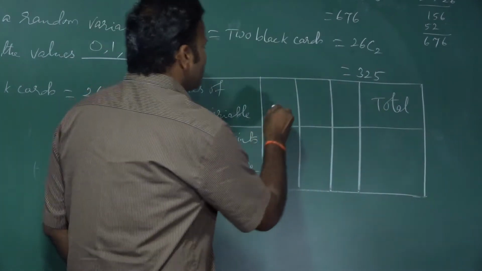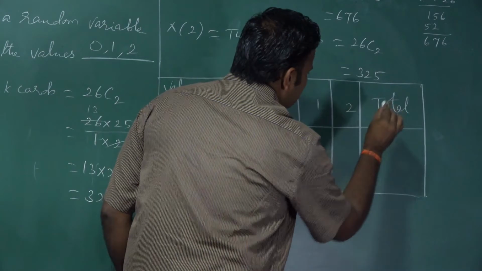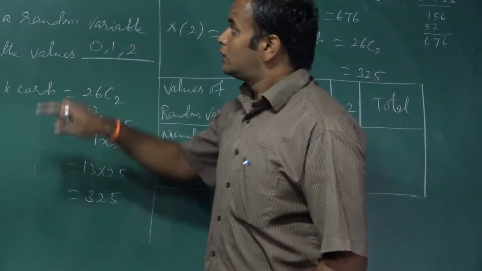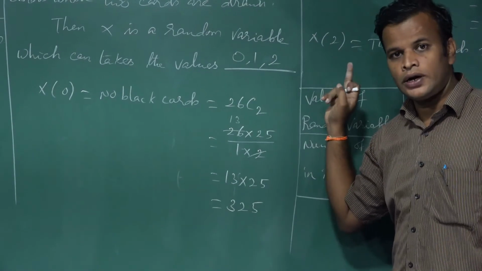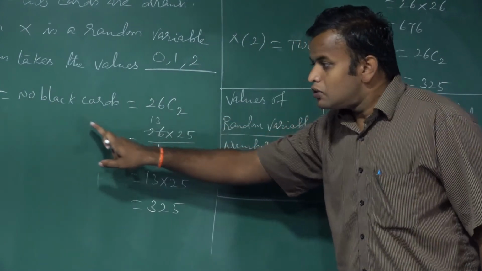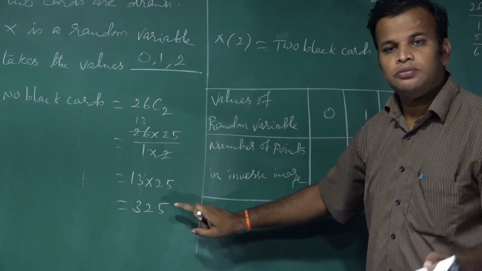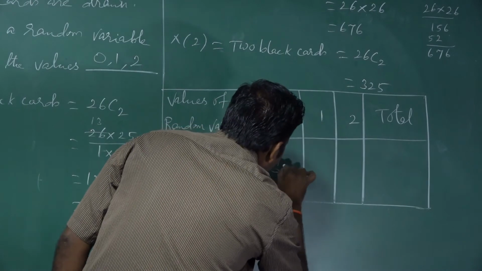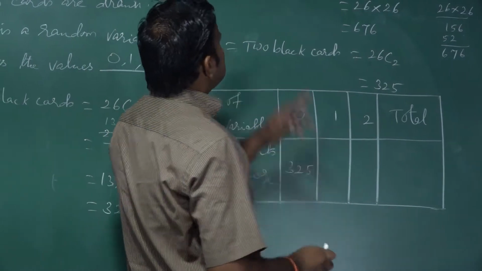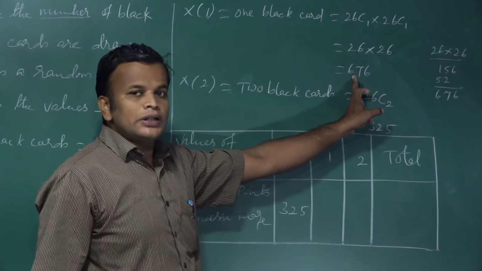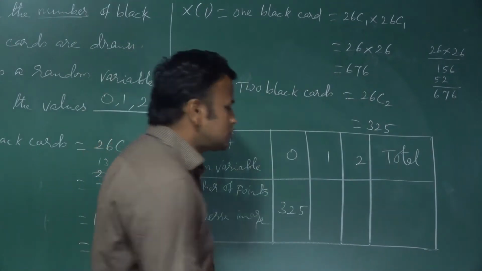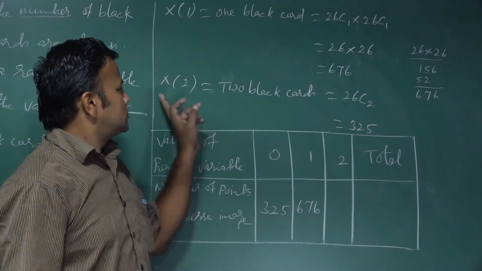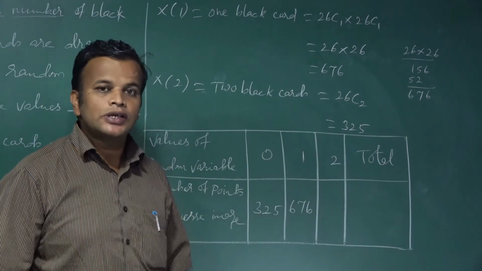The random variable values are 0, 1 and 2. We already found the values of the random variable. When x is equal to 0, the value is nothing but the inverse image. What is the final value? 325. When x is equal to 1, the inverse image value is 676. And next, x value is 2, whose inverse image value is again 325.